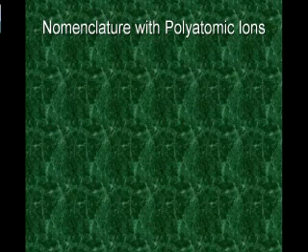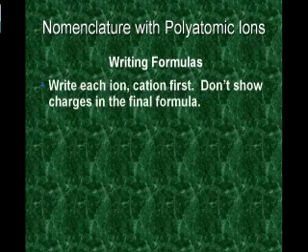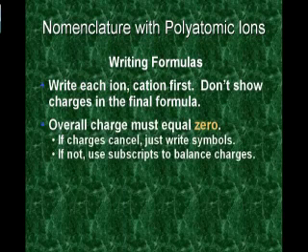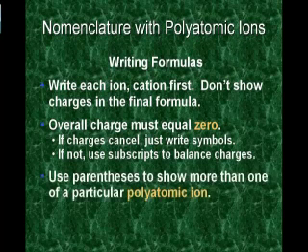Now, what do you do with naming with polyatomic ions? You write each ion. Cation comes first, so that's the positively charged ion, the metal. Again, don't show the charges in the final formula. When you balance the charges out, the overall charge must equal 0. So again, just as with binary ionic compounds, you want the total charge to be 0. So if the metal ion is +2 and the polyatomic ion is -2, then you don't need to add any additional subscripts. You never, ever change the subscripts on the polyatomic ion. So if sulfate is SO4, that 4 has to stay on there.